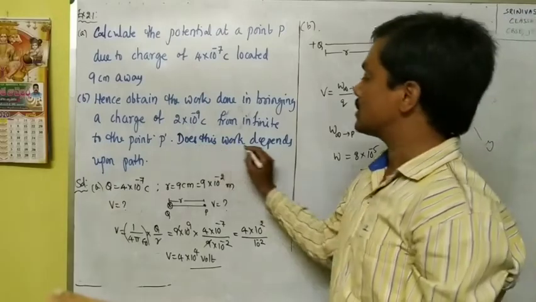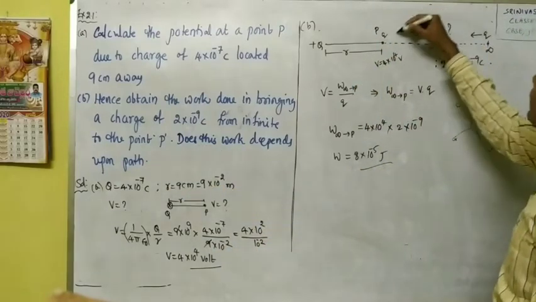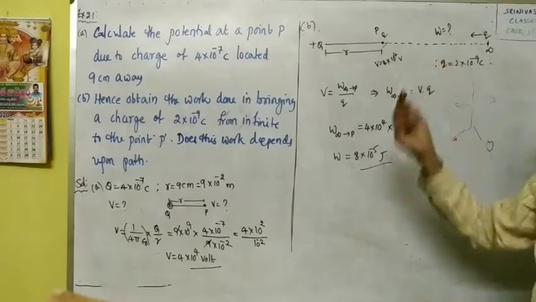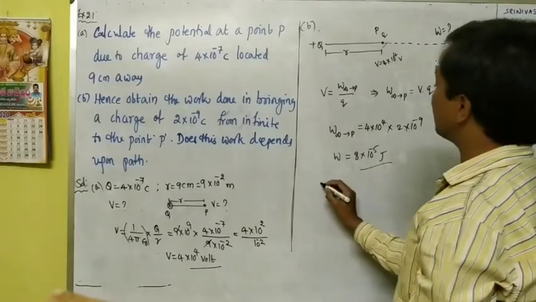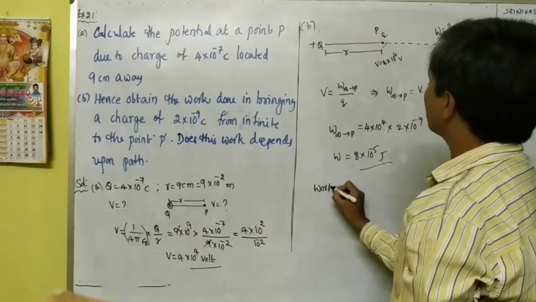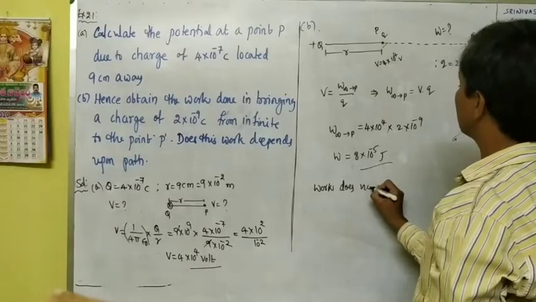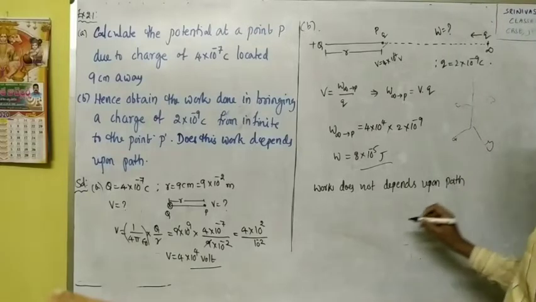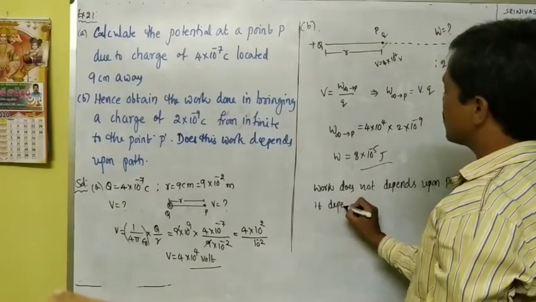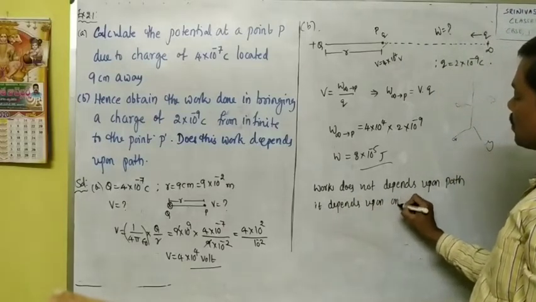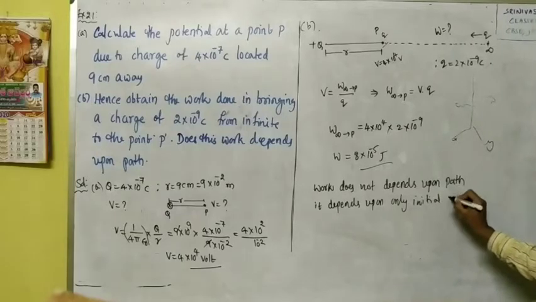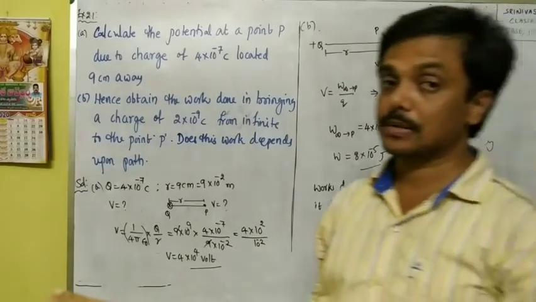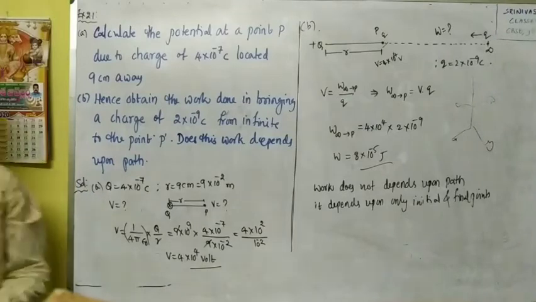And the next thing they are asking: does this work depend upon the path? If you select some other path, like this you can take, like this you can take, like straight you can take. Does the work depend upon the path? No. The work does not depend upon the path. It depends only upon the initial and final points. Work is force into displacement, and displacement gives only initial and final points. This is the solution.